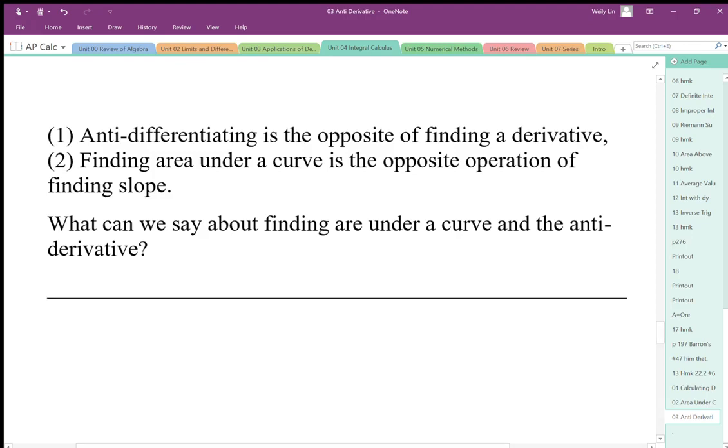So what do we say about finding area under the curve and the antiderivative? Well, we know that they are related as opposites. They're related, and we know that the area under the curve is equal to the displacement or the change in the antiderivative function, or big F.